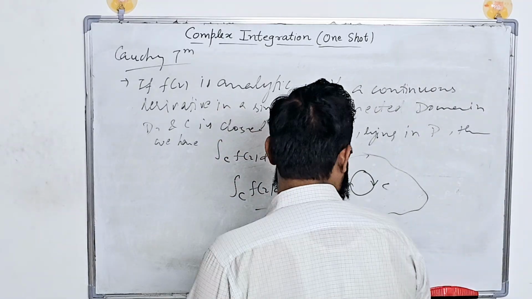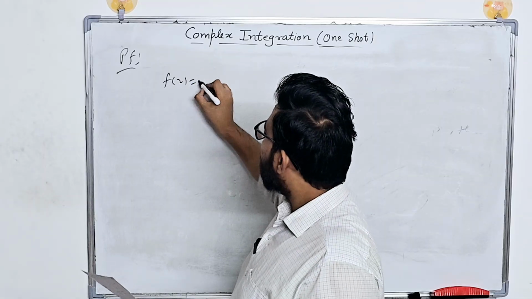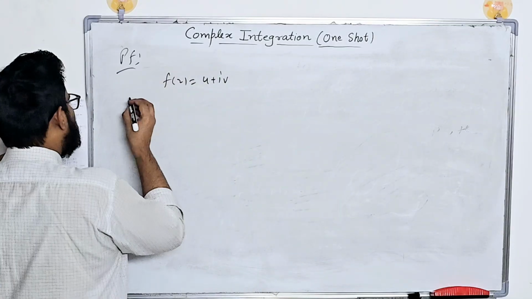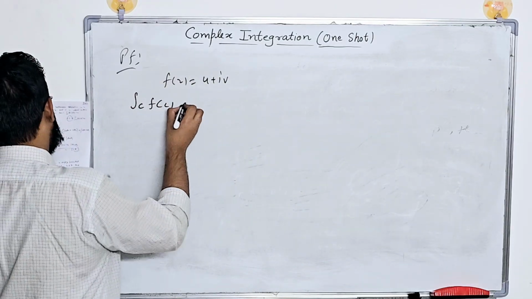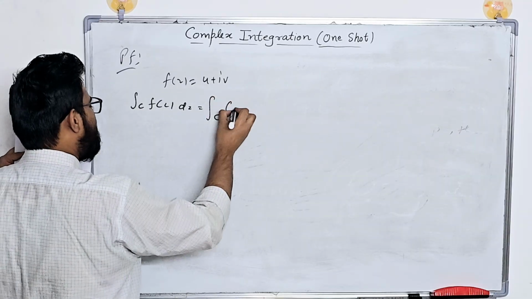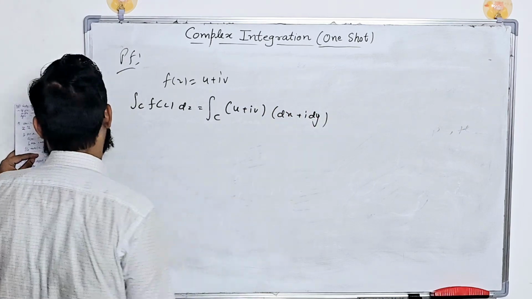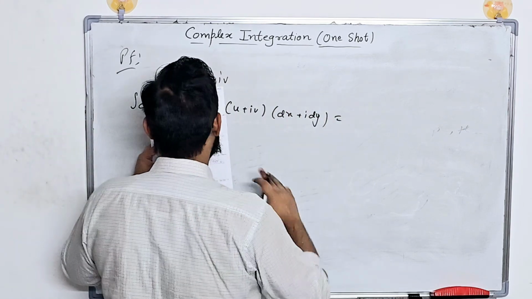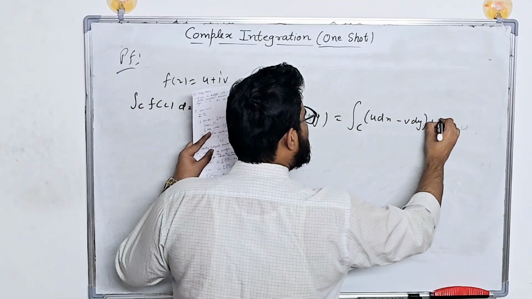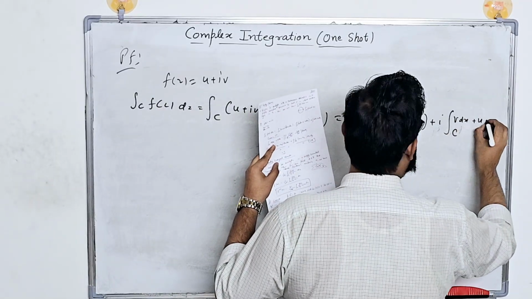Let me erase this first of all. So let's see the proof. Well, we all know that f(z) is u plus iv, right? Now we know that this integration of f(z) dz was equal to what? It was equal to this integration of (u plus iv)(dx plus i dy), correct? If you remember, we had already proved this. So it was equal to, let me write the result only, the integral over C of (u dx minus v dy) plus i times the integral over C of (v dx plus u dy), right?